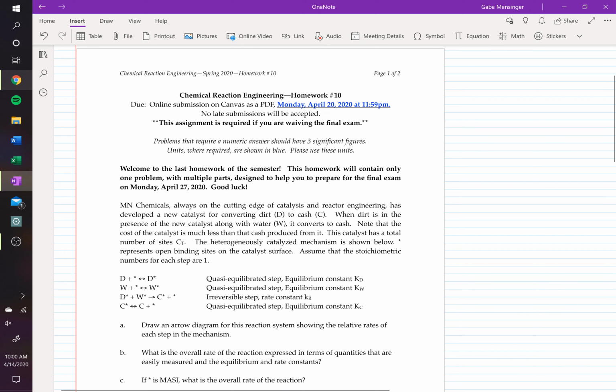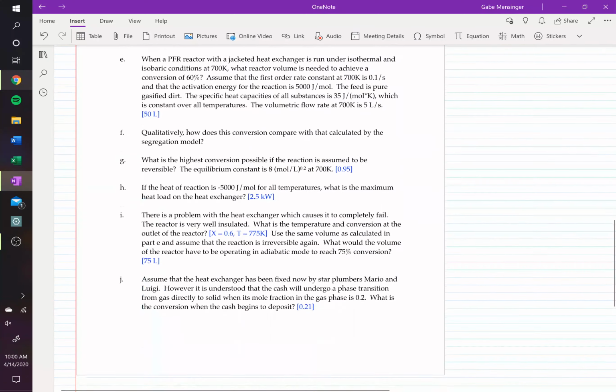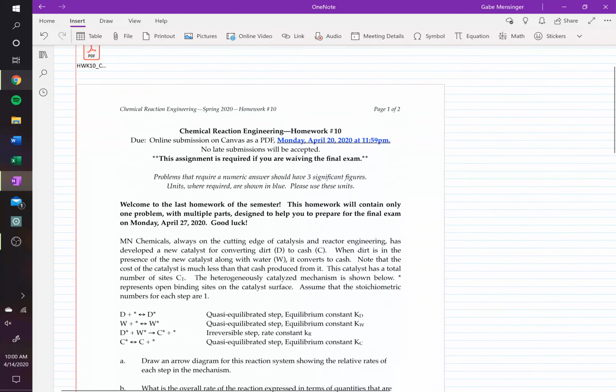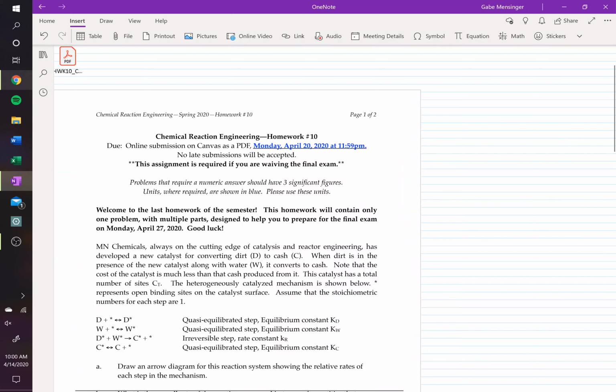Because this one goes over virtually everything that's important that's been covered in the class. So I'm just going to jump into it. It's really just one problem, but it goes to part J. So that's one way to think of it. All right.